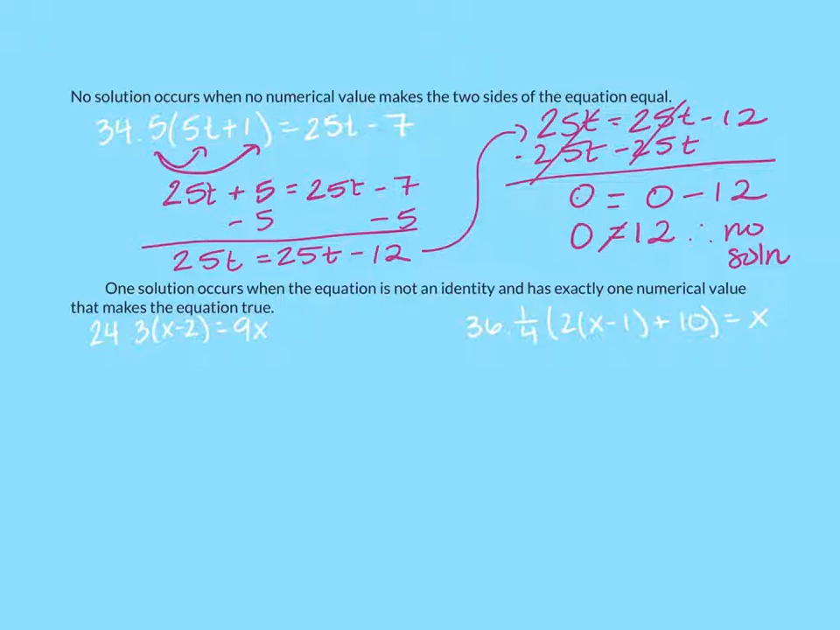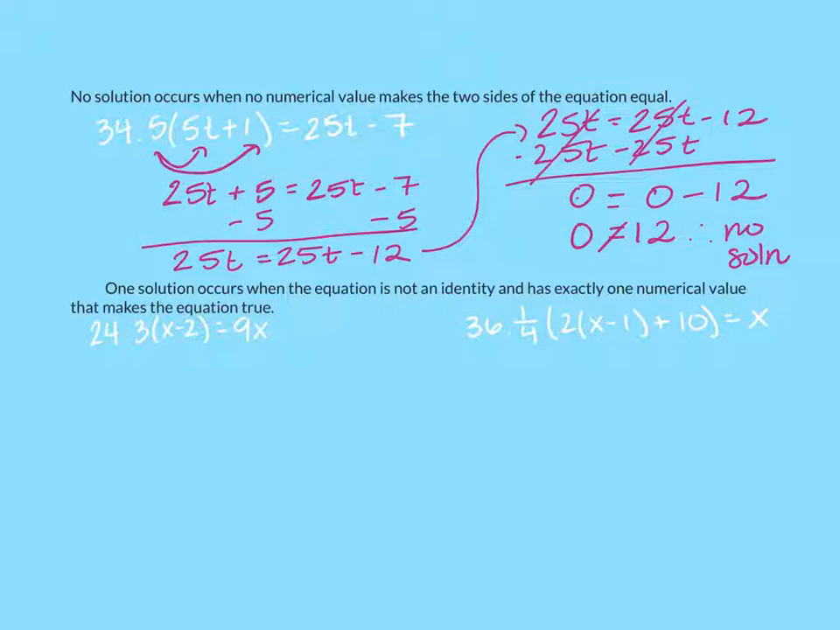And then the last one we have to look at is the case where we get exactly one solution. One solution occurs when the equation is not an identity and has exactly one numerical value that makes the equation true. So what we want to do is solve for x, or whatever variable we have, to get one exact solution that makes both sides equal to each other.